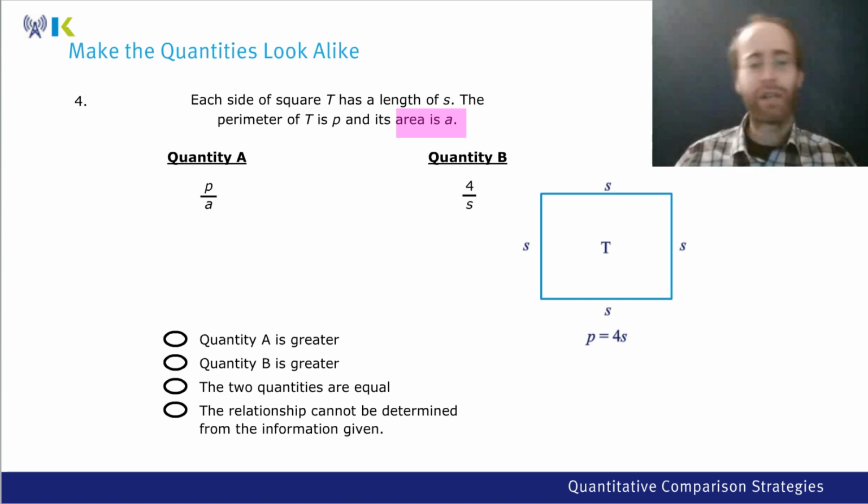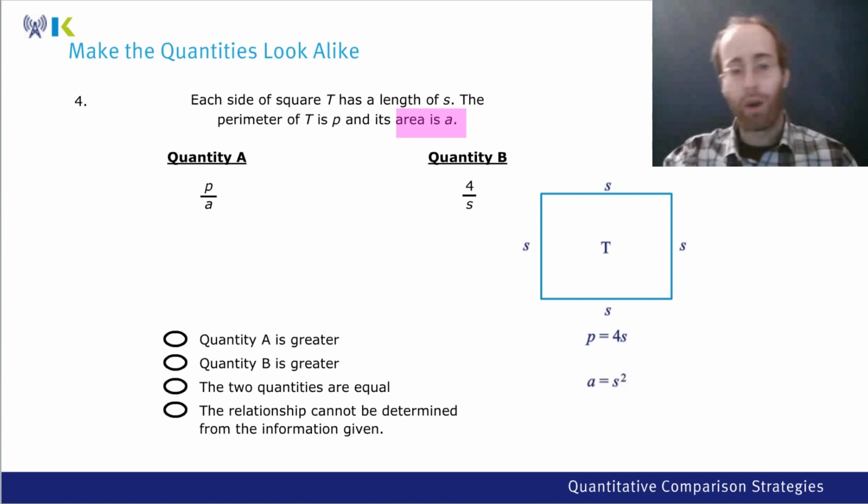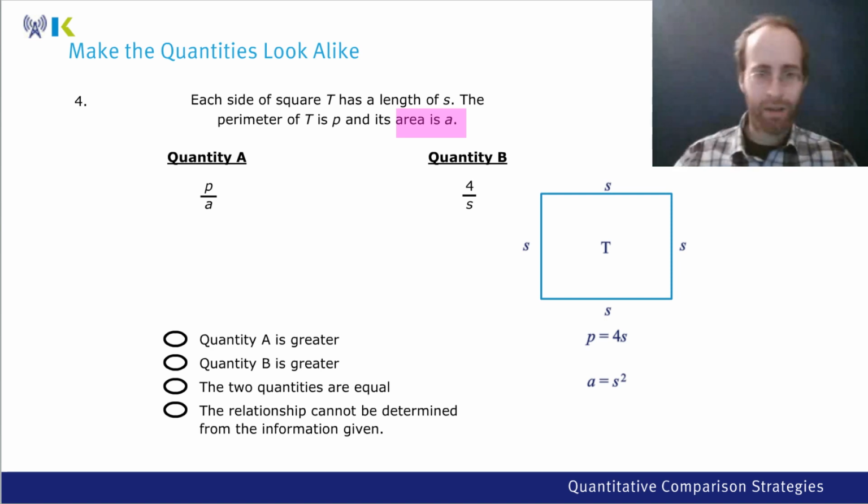Excellent, Nicolette. Yes. The area of a square is one side times another side. So in this case, that's s times s, or s squared. So we can say two different ways of expressing the area. We are told the area is A, because it just said so in the middle, but we also know that s squared is the area.